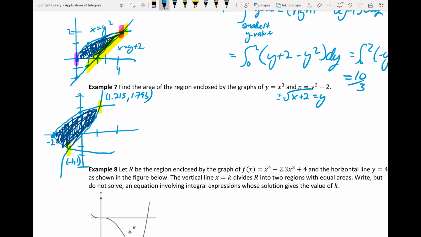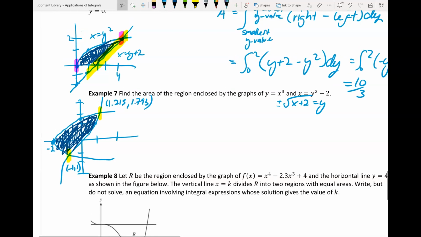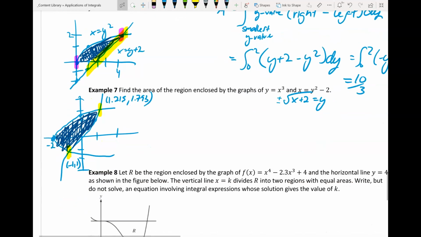So in this case, we are going to use terms of y because we have a most right and a most left function. And then we also have the lowest y value and the highest y value. If you did it in terms of x, you can, but there's going to be multiple areas you do need to consider while you're doing this.